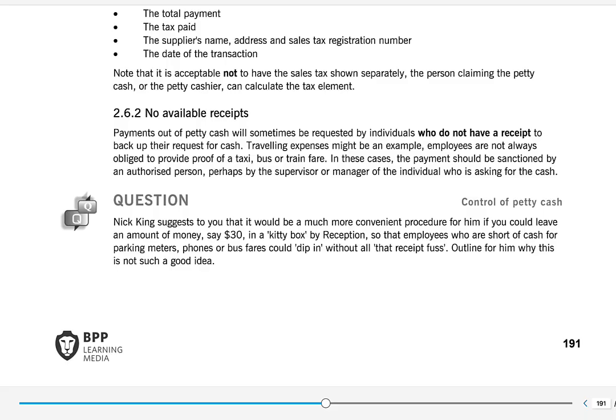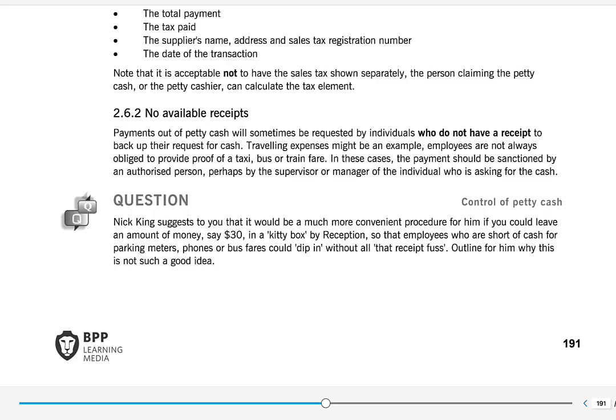The question tells you a story. There is a person named Nick King. Nick King suggests a convenient idea. His idea is this. He wants you to leave some money, for example $30, in a kitty box at reception. Then, if employees are short of cash for small things like parking meters, phone calls, or bus fares, they can take money from the box. They can dip in and take what they need. And they do not need to bring receipts and follow the normal petty cash process.